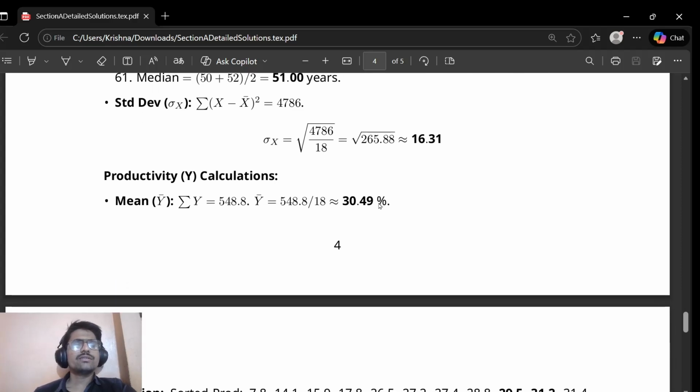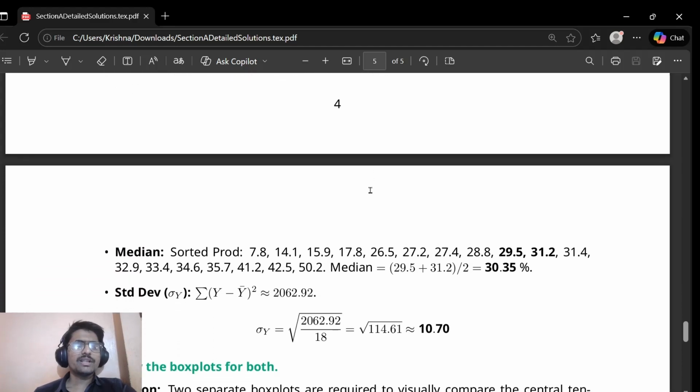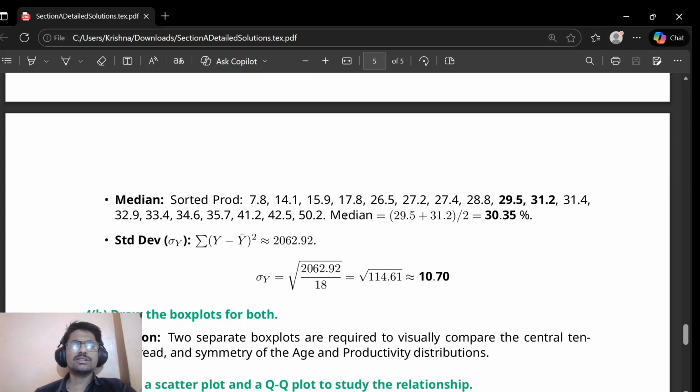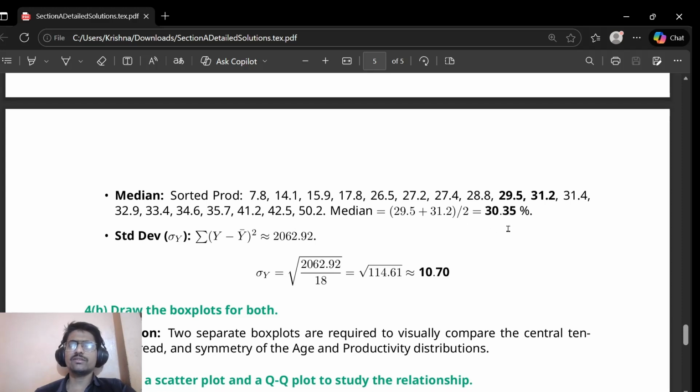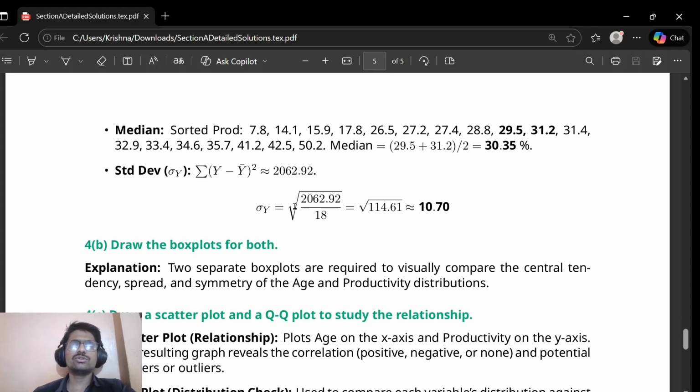So for productivity y, calculation of mean: y-bar is equal to summation of y, which is 548.8, divided by 18. So y-bar becomes 30.49. For median, here the data is given in sorted order. Median is equal to 29.5 plus 31.2 divided by 2, which is 30.35. For the standard deviation, summation of (y minus y-bar) squared is equal to 2062.92. So the standard deviation of y is the square root of 2062.92 divided by 18, which is equal to 10.70.